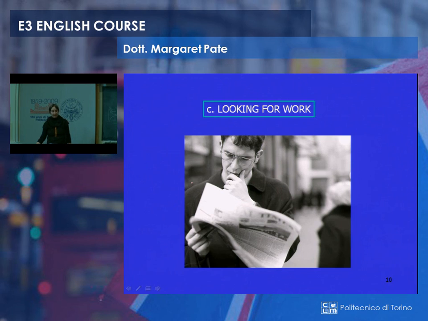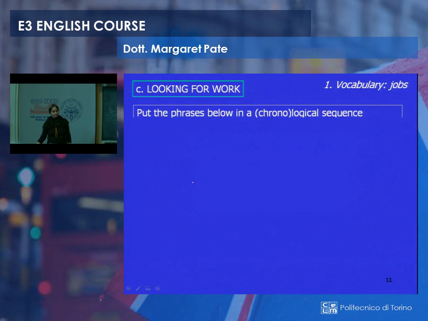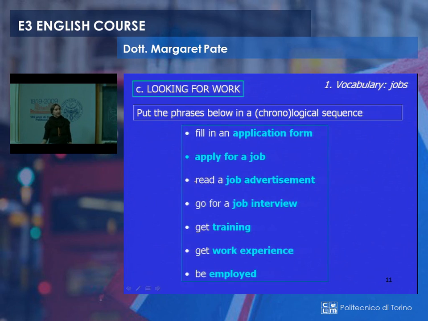Continuing on, this time looking for work. Put the phrases below in a chronological sequence. This is the procedure which we go through when we're looking for work. Okay, you decide which one comes first, second, third, fourth, and so on. So put them in order. What's the first thing you do when you look for a job? Okay, read a job advertisement. That's number 1, isn't it?